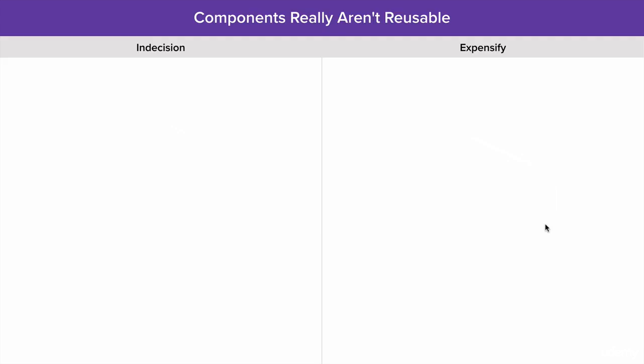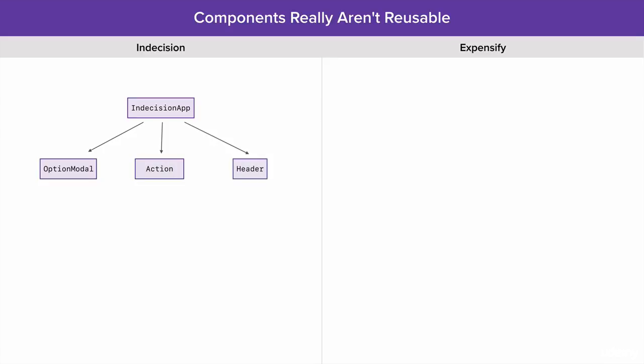The other issue that we're going to explore is that the components that we're creating aren't really reusable. To explore what I'm talking about, we're going to look at the Indecision app once again. Right here, we have the Indecision app component, and we had some children: option, modal, action, and header. For this example, we're just going to explore this particular subset of the components we created, and let's just focus in on action. So how did action work?